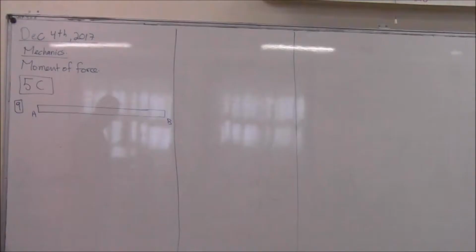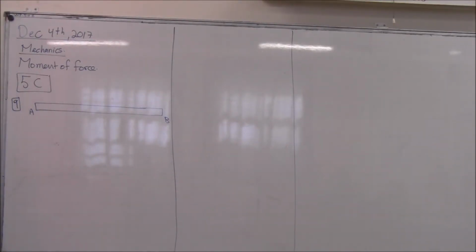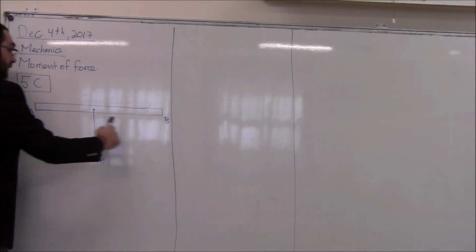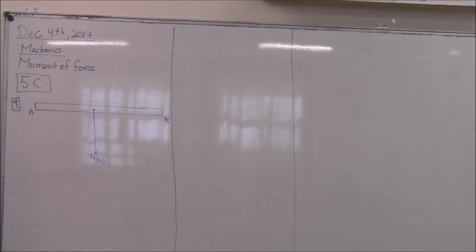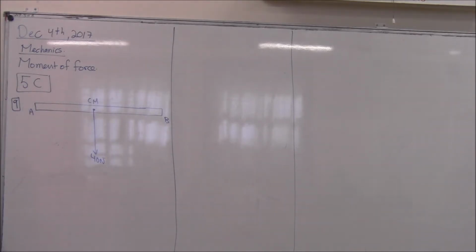Okay, guys, pay attention, please. What do we have? Question 9, 5C. A uniform bar AB of length 6 meters and weight 40 newtons. Since it is uniform, the 40 newtons acts at the midpoint, 3 meters from each end. This is the center of mass. It's supported by C and D.